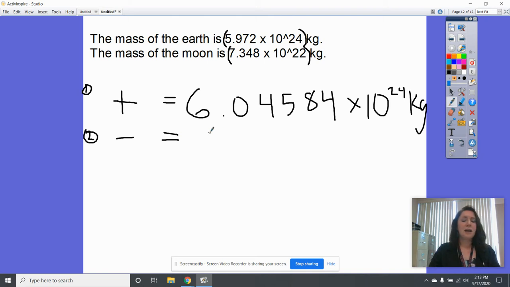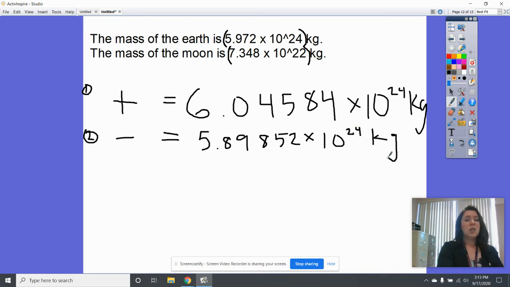I'm looking over here because I have all the answers written down, 5.89852 times 10 to the power of 24 kilograms. So honestly, taking the moon, that didn't take a big chunk out of it, right? The exponent's still the same, still starts with a 5. It's just this little bit that changed. So it did not take a big chunk out of the Earth.